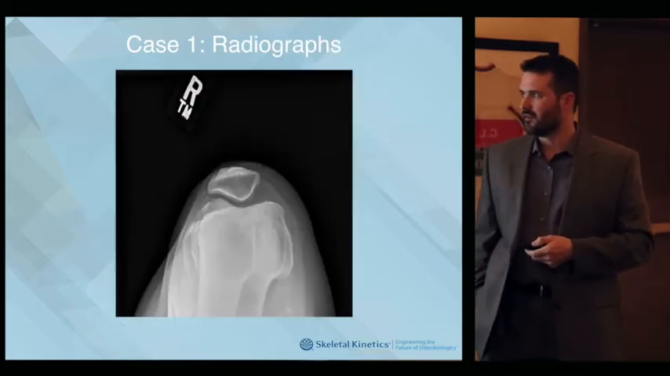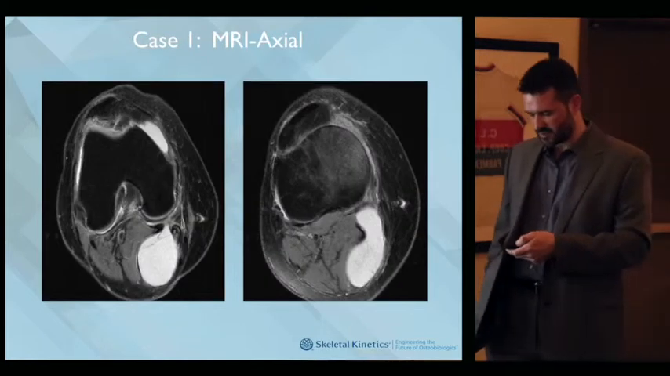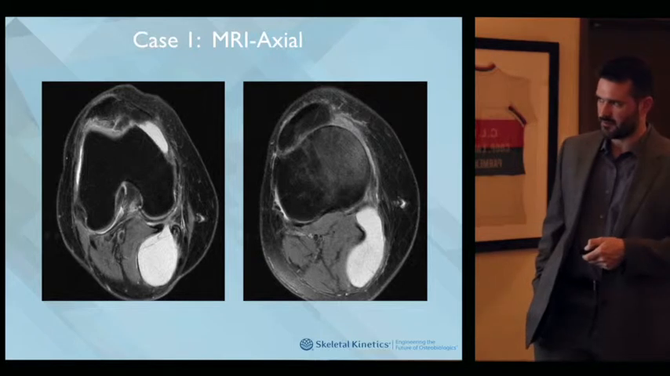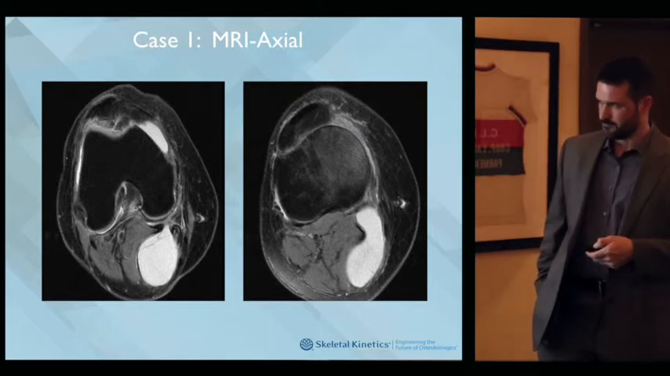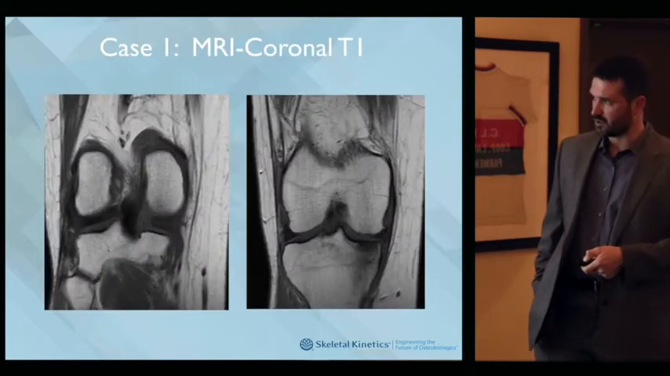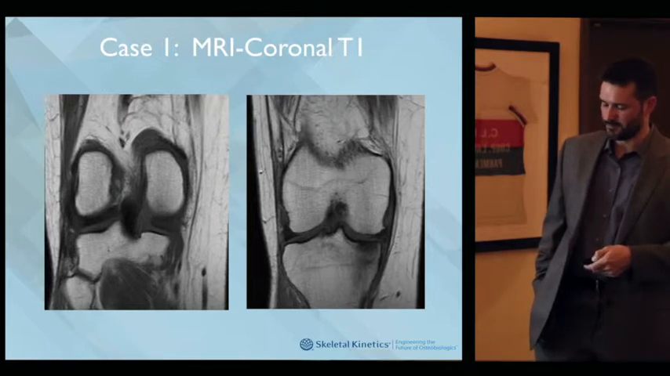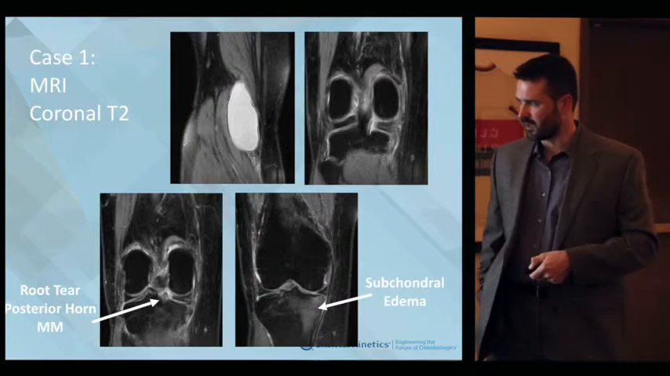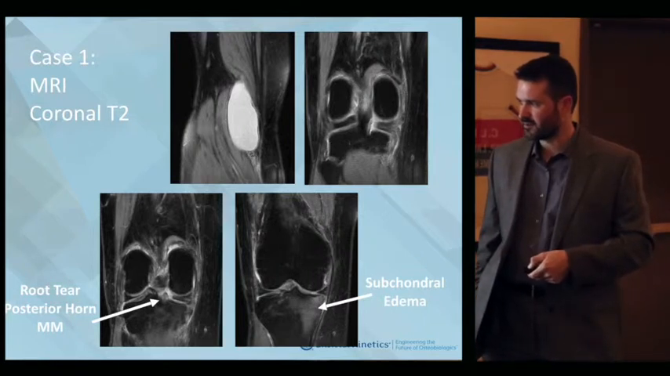Kneecap's normal. And then here's her MRI. She does have a Baker cyst in the back of her knee, but that's not bothering her. But you can see here's the femur, here's the tibia. You can see a little bit on this T1 right here. But as we go further, you can see it right here. She's got a little meniscus tear right here.